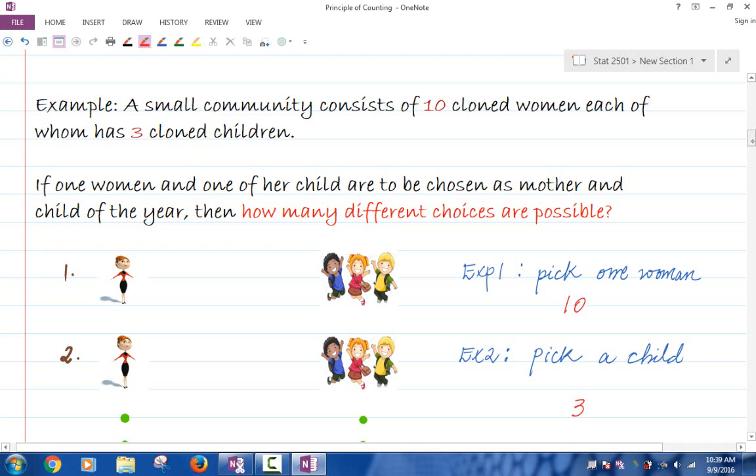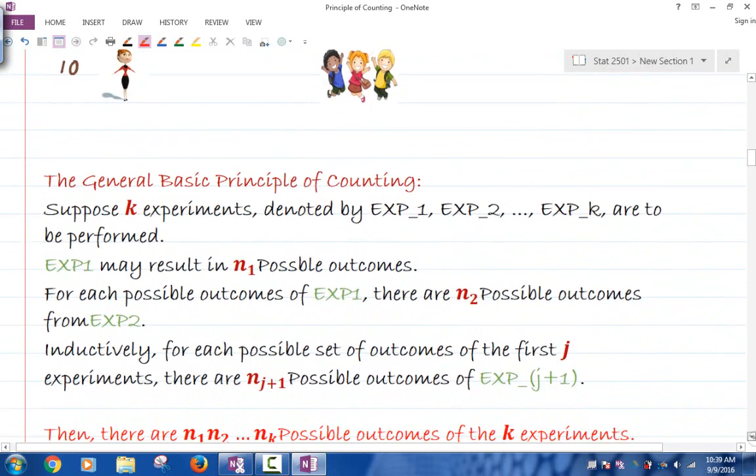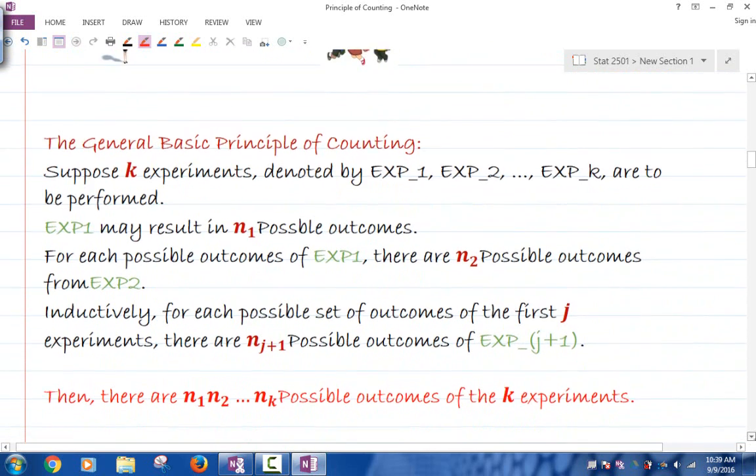Any questions on that problem? Easy enough? All right, the general basic principle of counting.